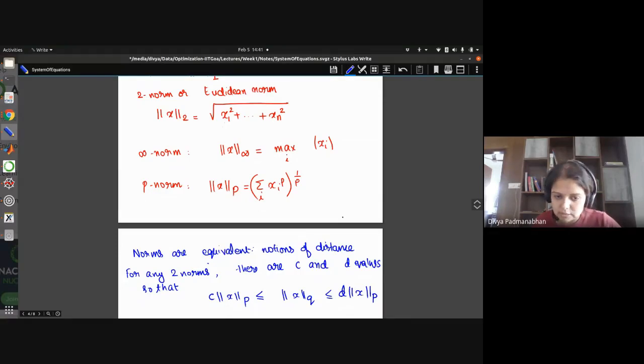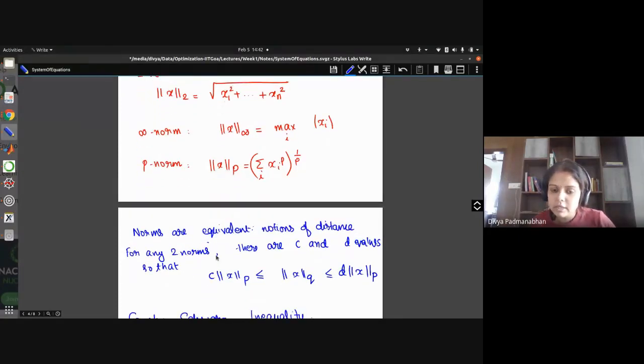It turns out that for any two norms, there is a relation which holds. If you have a p norm and a q norm, for some values of p and q, you can find values c and d such that the qth norm is sandwiched between these two. So if you have some vector x and the pth norm is close to 0, then the other norms will also approach 0 soon. That's why it doesn't matter which of the norms you use finally.